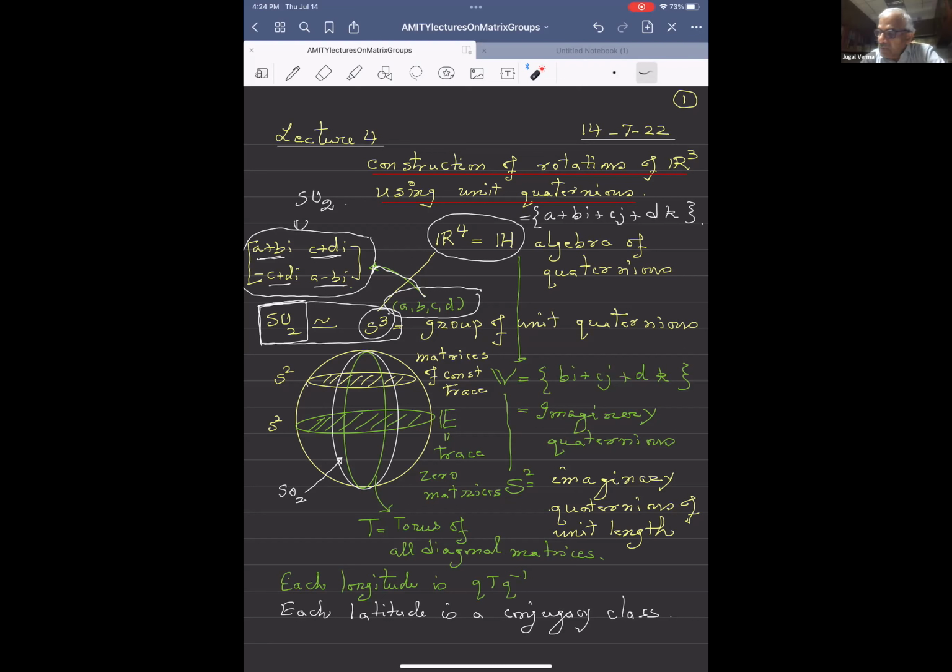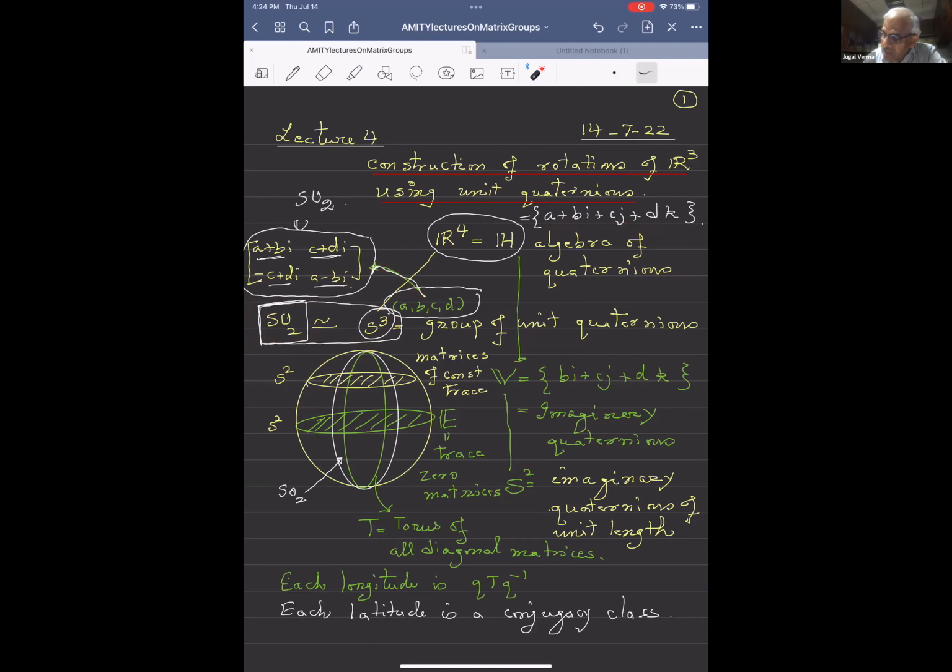All right. So I was explaining that the quaternions of unit length form this three-dimensional sphere, and this three-dimensional sphere and SU2 are isomorphic. The isomorphism is given by: take this 4-tuple of real numbers and think of that as this quaternion.